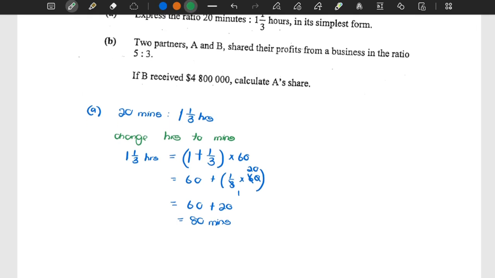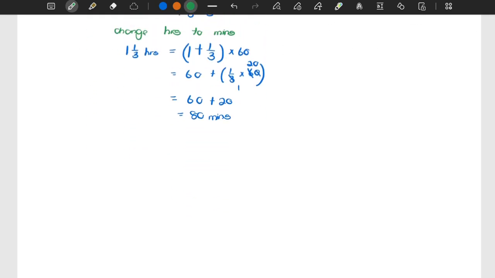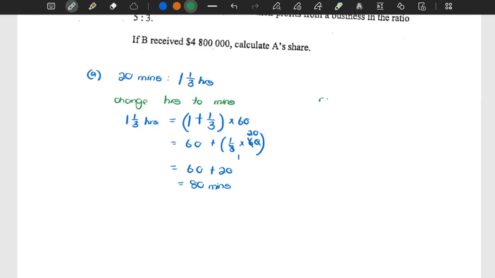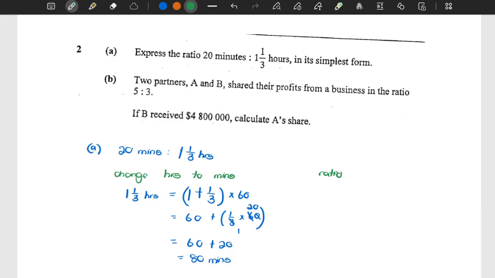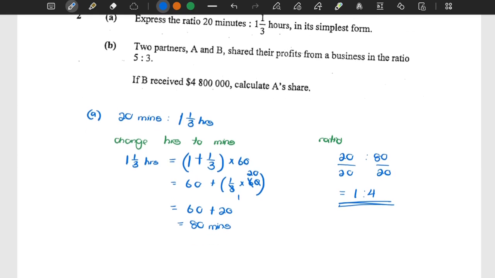And then the next bit will be the ratio, right? Because we're trying to express the ratio in simplest form. So again, we had 20 is to what we now know as 80 minutes. Divide both sides by 20. Then we have 1 is to 4. Is the final solution. Right.